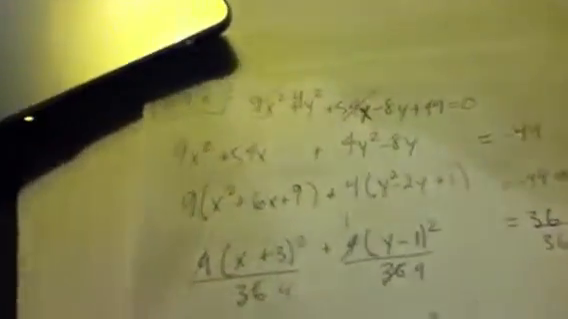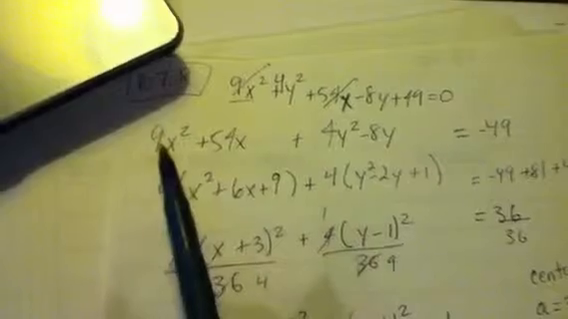Lesson 107, number 8. It has an ellipse in standard form, and it wants you to change the form, and it wants you to graph it. So you want to do completing the square on this.